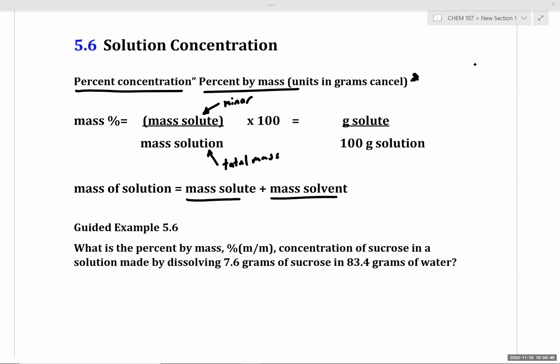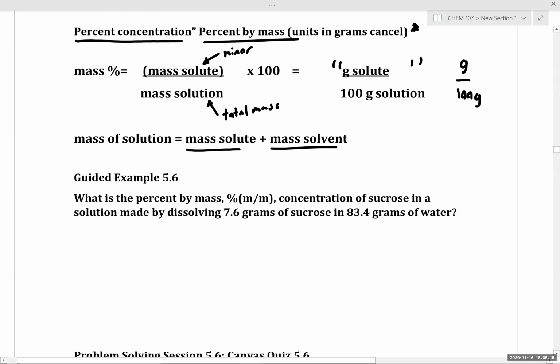Another way to think about mass percent can also be phrased in this idea of grams of solute per 100 grams of solution. So grams per 100 grams is a common way of phrasing mass percentage or percent by mass concentrations. So let's look at an example.